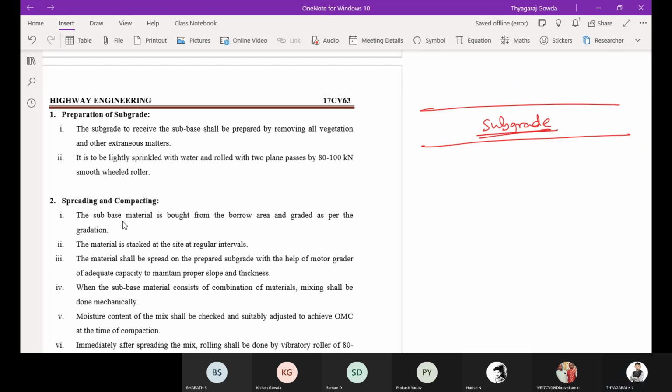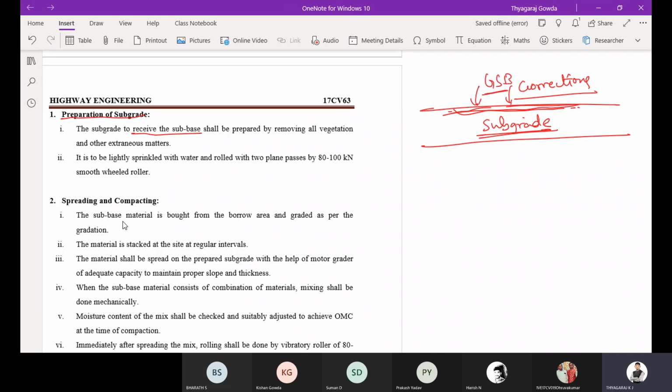Because of some weathering action or because of rain and all those things, there will be some losses in the subgrade material. So you have to make some correction. You are going to apply some corrections to the subgrade. There is a preparation of subgrade soil. How are we going to do this preparation? The subgrade to receive the subbase, the subgrade where the GSB is placed.